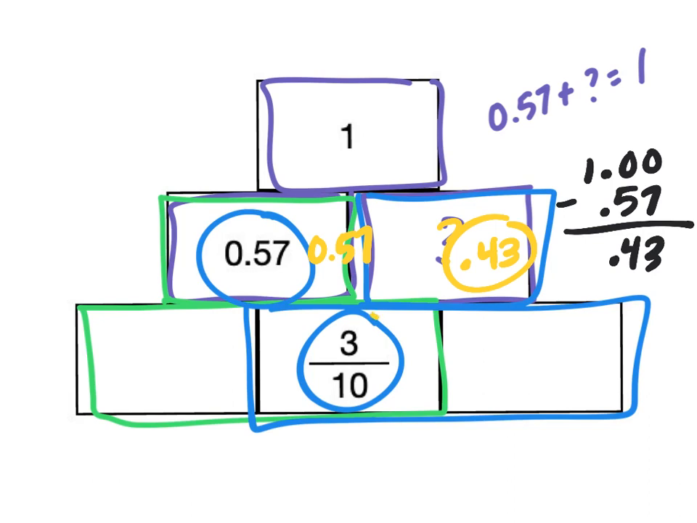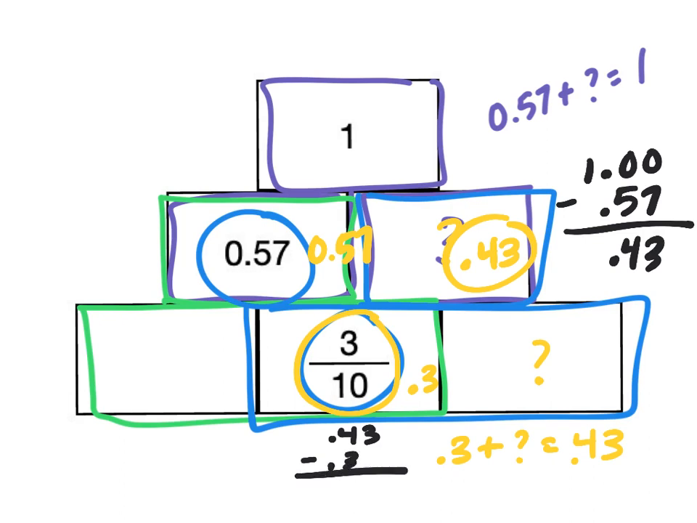Now I need to know this plus this is equal to 43 hundredths. I need to convert this to a decimal though. So I say it out loud, 3/10 is equivalent to 0.3. So 0.3 plus something equals 43 hundredths. I can see that the answer is going to be 13 hundredths. Or I could do the subtraction just like I did above. So 43 hundredths minus 3/10. Remember, I need to line up those decimals, which I did not do. I need to line up those decimals. So I've got 13 hundredths. So there's my answer there.